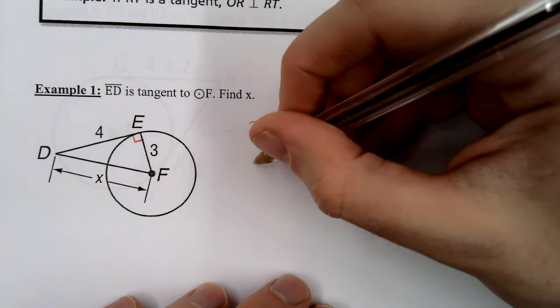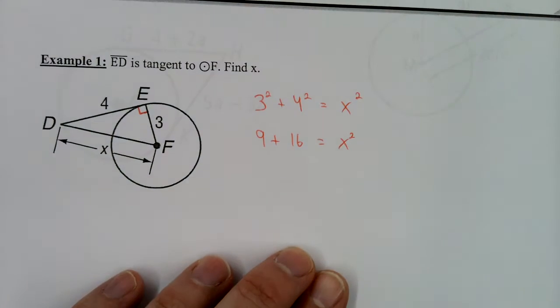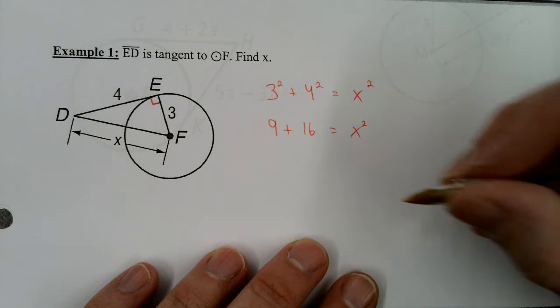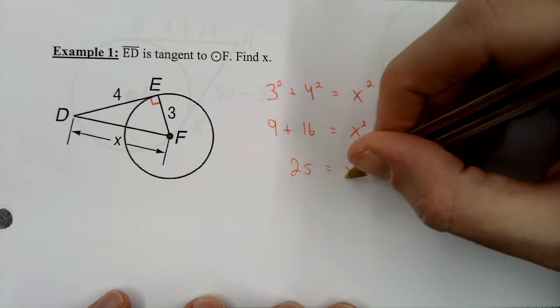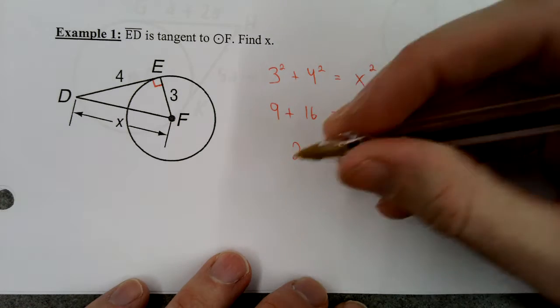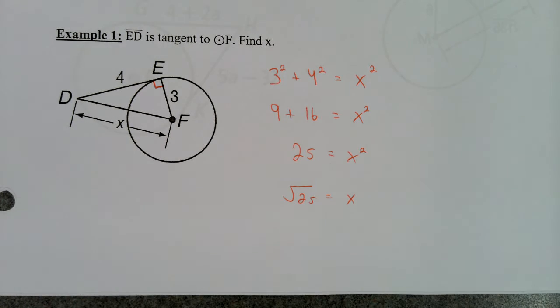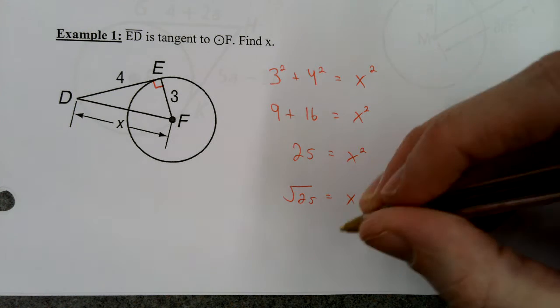So 9 plus 16 equals X squared. 25 equals X squared. And then you get the square root of 25 equals X. And you only want the positive one because you're doing a distance. So X is going to equal 5.